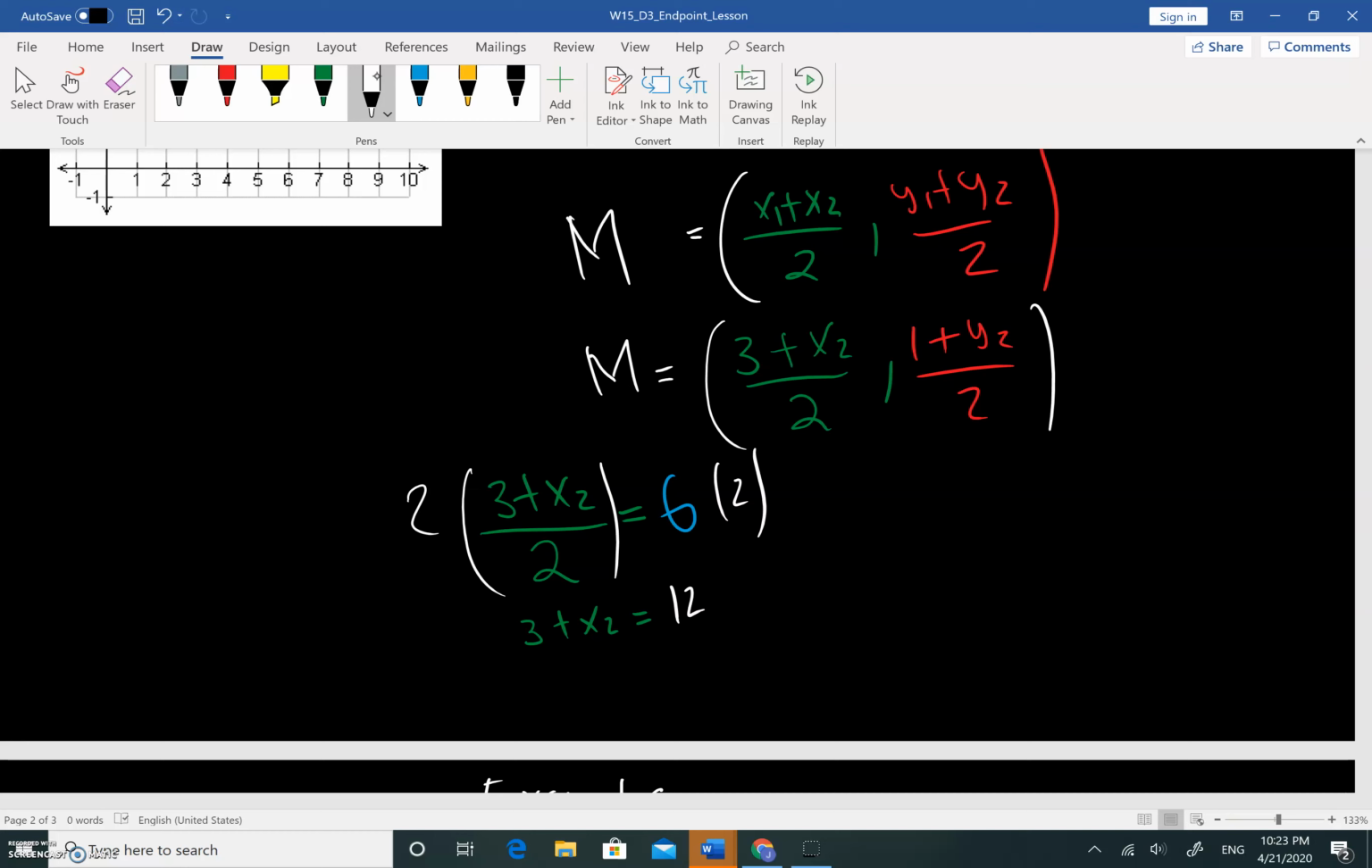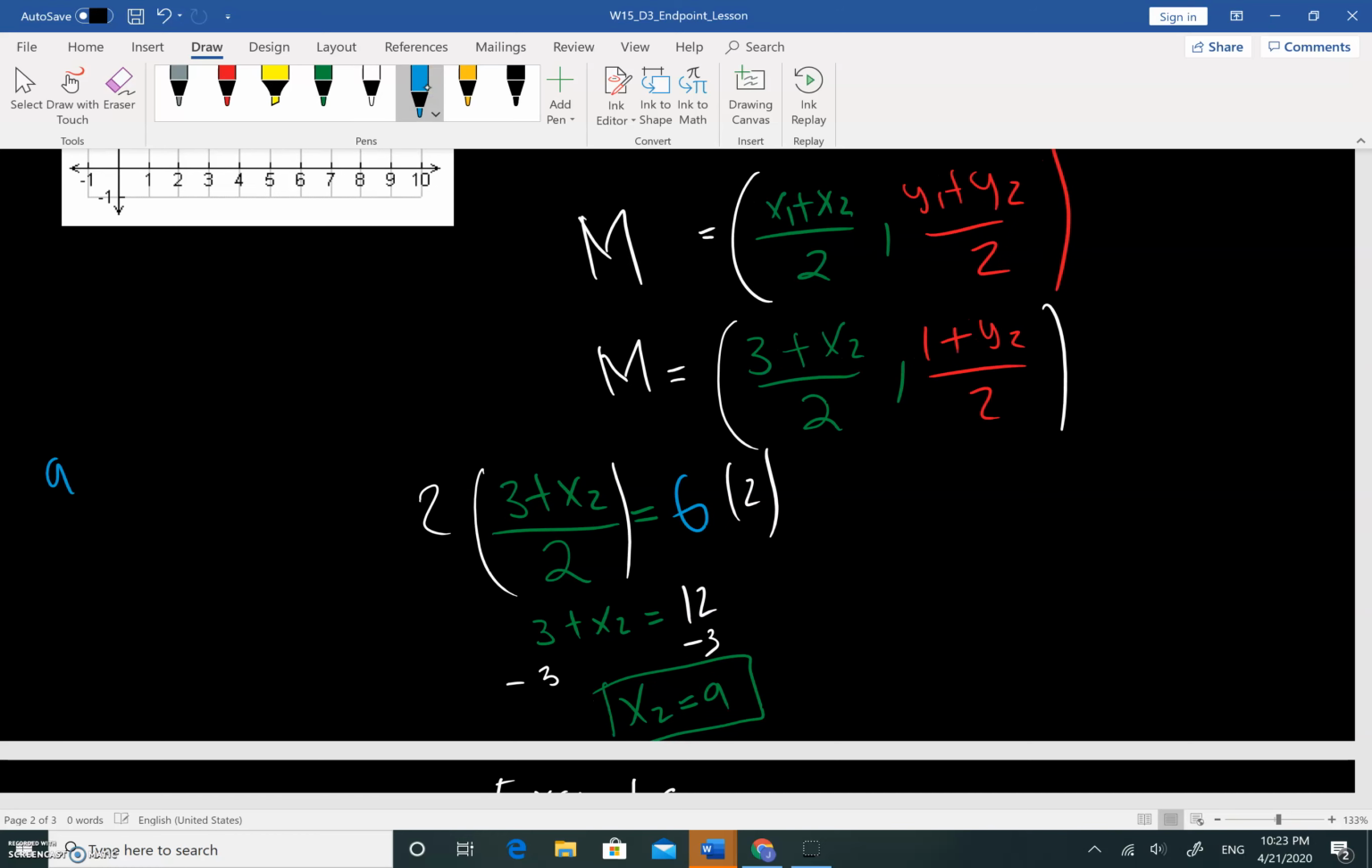And then how will you solve for x2? What would you have to do to both sides? You would have to subtract 3. Therefore, my answer for x2, the coordinate of x2, is going to be equal to 9. And that makes sense, right? Because if you check on the side, 3 plus 9 divided by 2 does give me 6, because 3 plus 9 is 12, and 12 divided by 2 is equal to 6. So that means this x2 is 9.